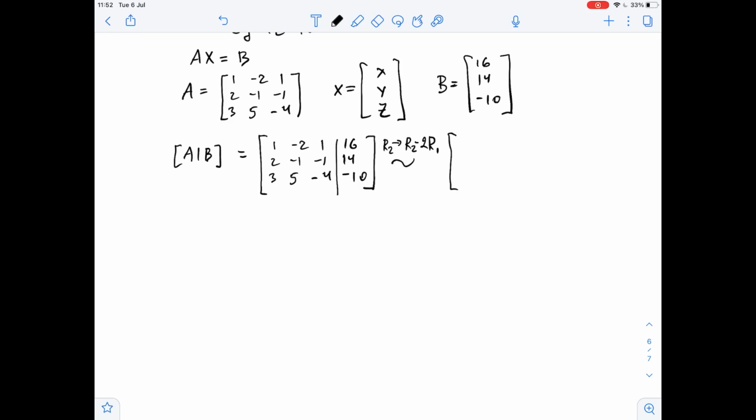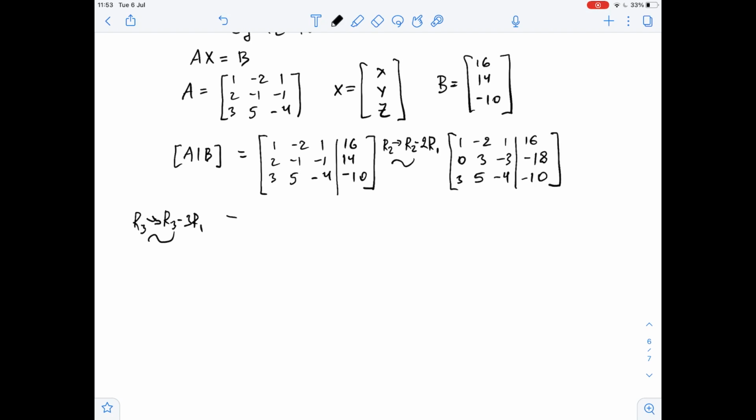So row 2 becomes row 2 minus 2 times row 1. And here we get, so the first and the third rows stay the same, 1, -2, 1, 16, 3, 5, -4, -10. But the second row becomes 0, 3, -3, -18. Our next step is to multiply the first row by 3 and to subtract it from the third row. So row 3 becomes row 3 minus 3 times row 1.